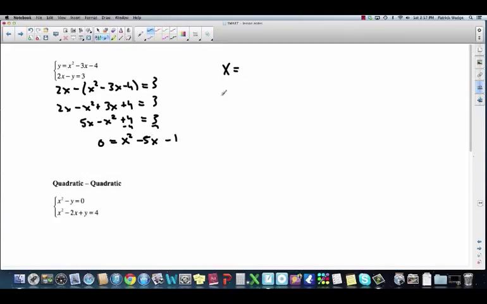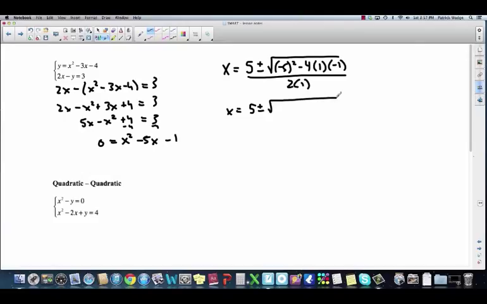x equals negative b, so that would be negative negative 5, or 5, plus or minus the square root of b squared, so that's negative 5 squared, minus 4ac, 4 times 1 times negative 1 for c, divided by 2a, so 2 times 1. x equals 5 plus or minus the square root of 25, that's negative 5 squared, minus 4 times 1 is 4 times negative 1 is negative 4, all over 2. So x equals 5 plus or minus the square root of, that's a plus now, isn't it? So it's 29 over 2.